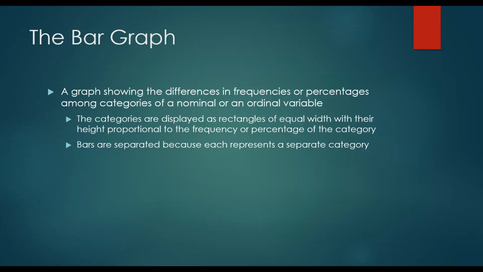All right, bar graphs. We talked about this a little bit earlier. A bar graph shows the differences in the frequencies, or it could be also percentages. You could do one or the other, among categories of a nominal or ordinal variable. You are not going to do it for a, this is big asterisks, okay? Make a note. You use bar graphs for nominal or ordinal variables. If you have a continuous variable, you will use a histogram. So let's keep those two clear.